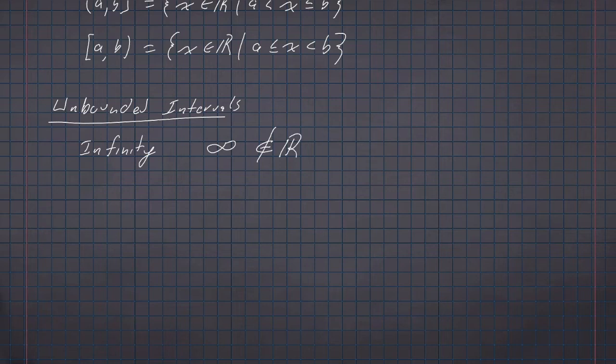And the most important thing to remember about infinity is that infinity is not a real number. Infinity is an idea, sometimes called a transfinite number, where infinity is bigger than any real number. So infinity is defined by the property that infinity is greater than x for all x in the real numbers. And negative infinity is less than x for all x in the real numbers.